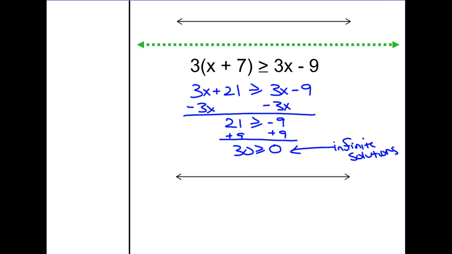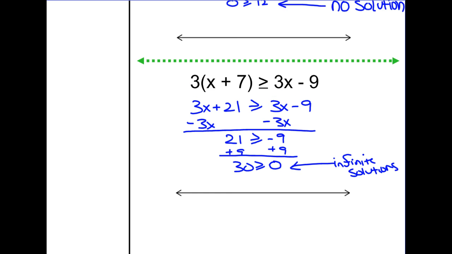Similarly, for that last problem, you should end up with 30 is greater than or equal to 0, or 0 is less than or equal to 30. Now, is that ever going to be not true? Well, if I have $30 and you have $0, I will always have more dollars than you, so that's infinitely many solutions.